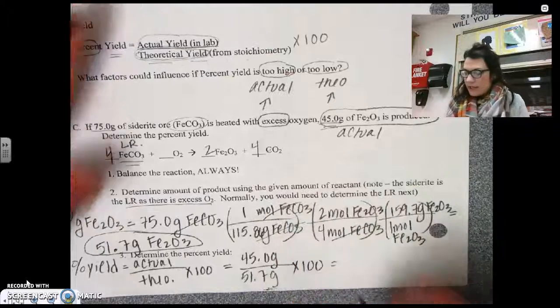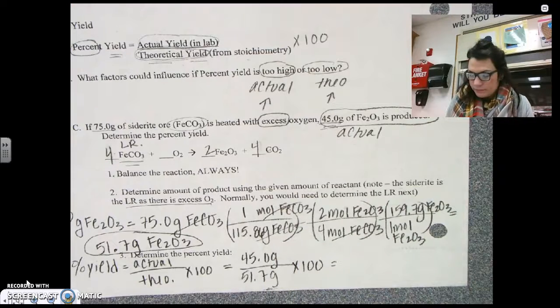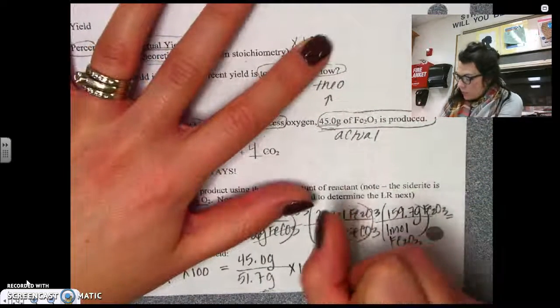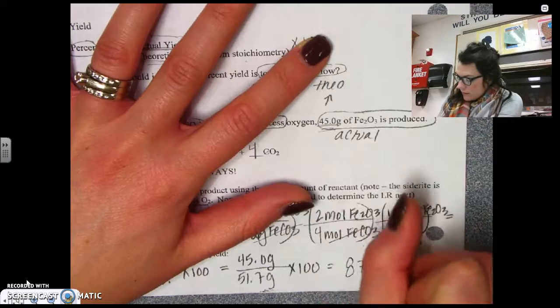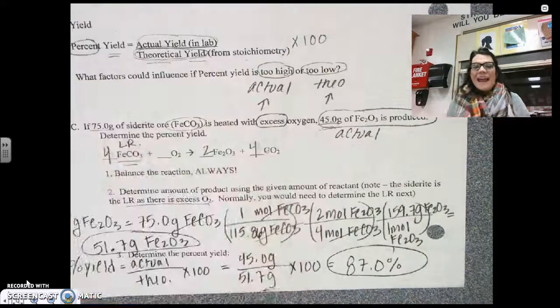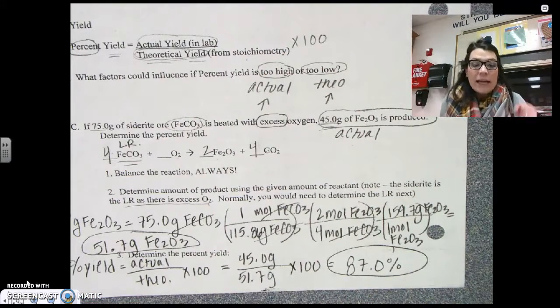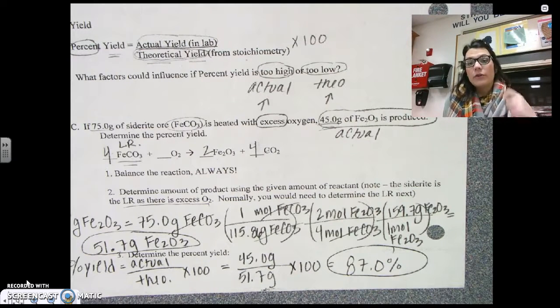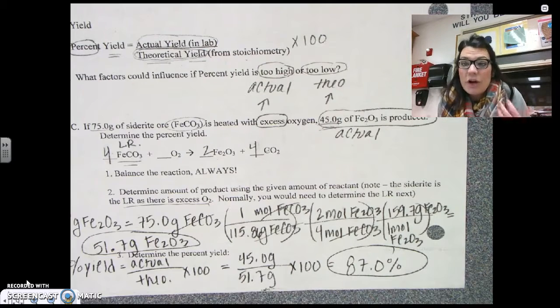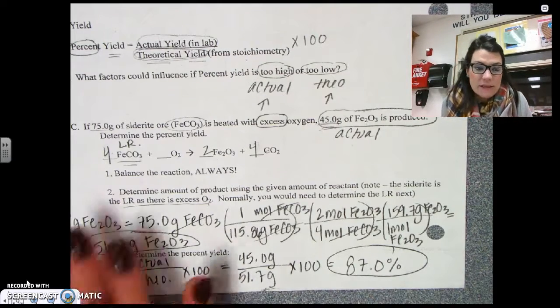So my percent yield for this problem is going to be 87.0%. Okay? So the 87 means I yielded 87% of iron 3 oxide, okay? Which means I have a 13% error somewhere because I didn't create 13% of what I should have. Okay, does that make sense?